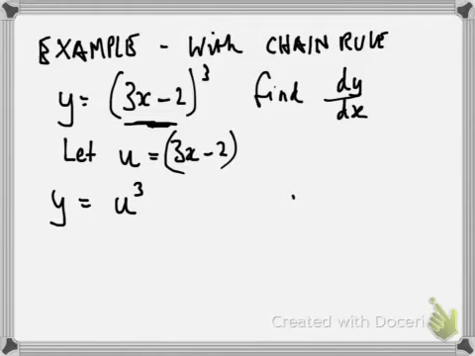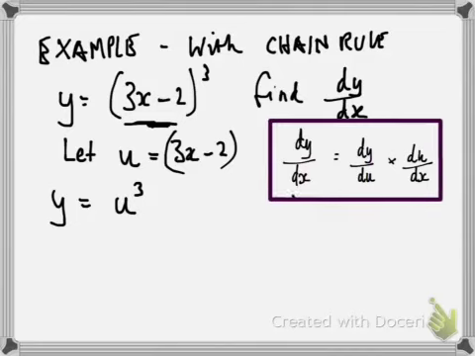Now at this stage I'm going to paste in the chain rule over here to the side. And you'll see that the chain rule says dy/dx equals dy/du times du/dx. So let's keep that firmly in our sight as we proceed. So what's dy/du? Well, it's the derivative of this expression. We've got y equals u cubed. So dy/du is going to be 3u squared.